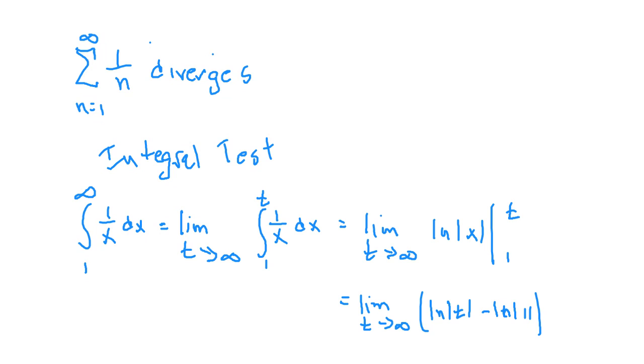The log of the absolute value of 1 is 0. And the log function, the log of t, as t goes to infinity, well, that's infinity. Okay. And so that's a way to show, using the integral test, that the harmonic series diverges.